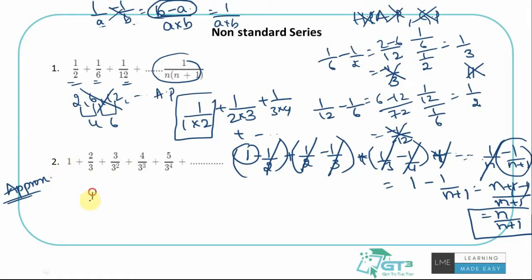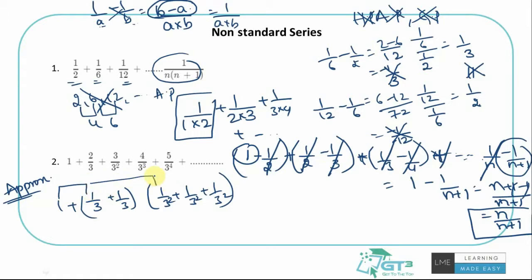2 by 3 can be split as 1 by 3 plus 1 by 3. 3 by 3 square can be split as 1 by 3 square, 1 by 3 square, 1 by 3 square, and this will be like this, right? So I pick 1 plus 1 by 3 plus 1 by 3 square, plus similarly 4 by 3 cube can be split into 4 times 1 by 3 cube.